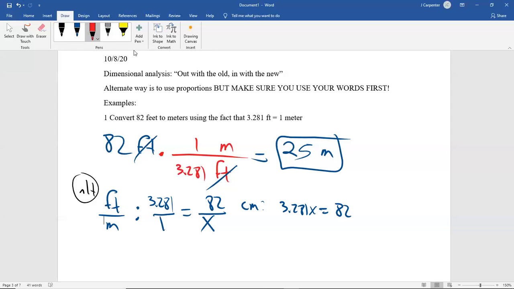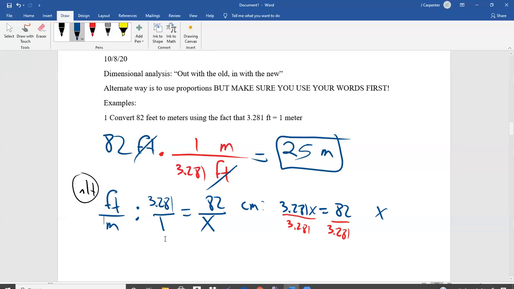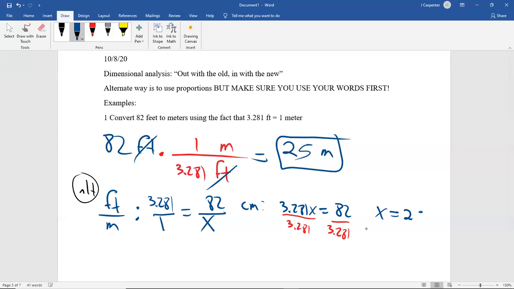Then you'll have to divide. This is a little algebra that we've done over and over and over already. And when you do that division, it's literally going to be the exact same division we did up there. It's the 24.99, but rounded to the nearest tenth, makes it 25.